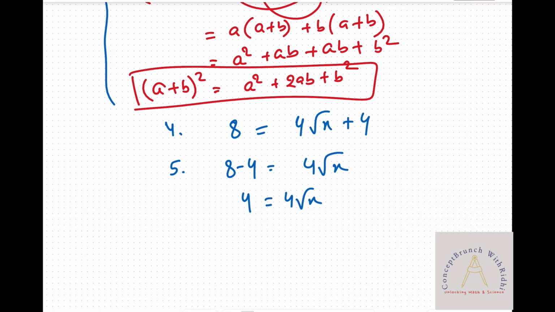Sixth step, what we can do, we can divide by the 4 on both sides. So 1 equal to root x. Again, to remove the root, we have to square both sides. So after squaring both sides, you will get 1 equal x. So x equal to 1 is the final answer.